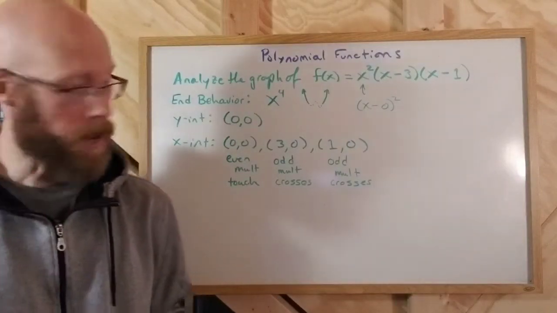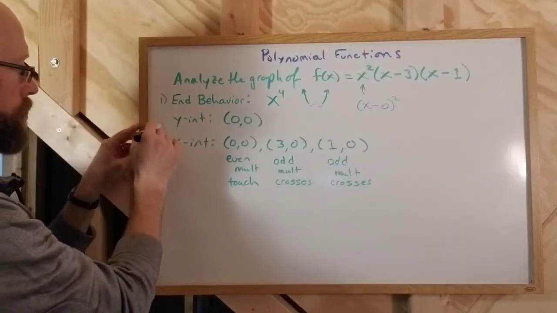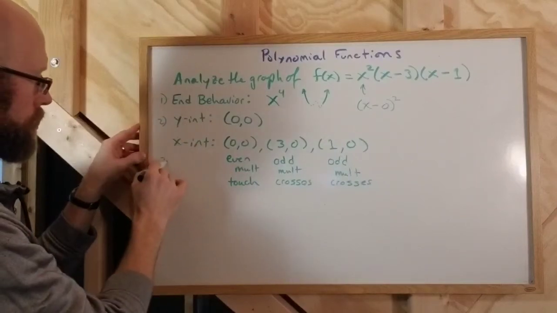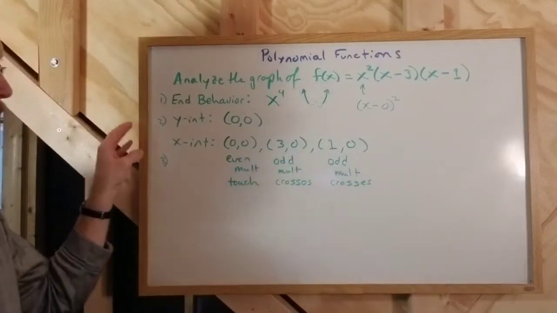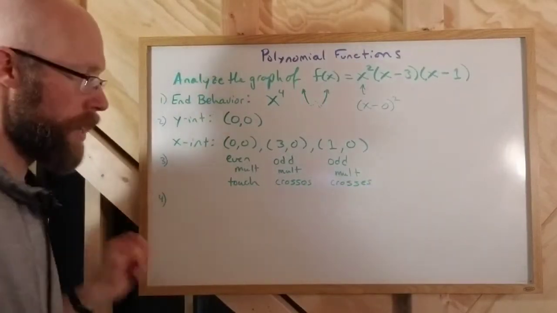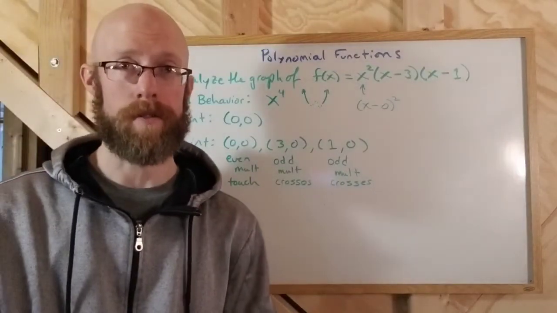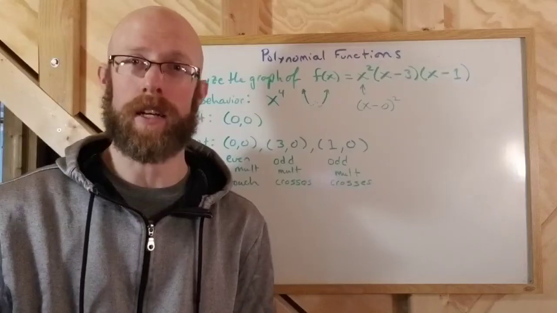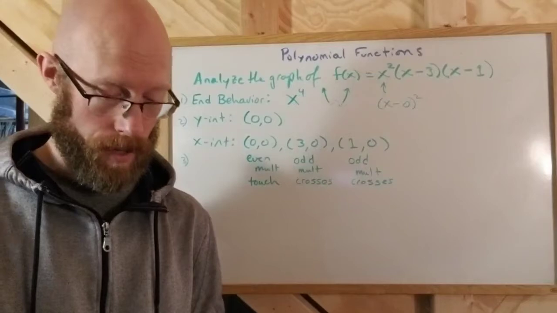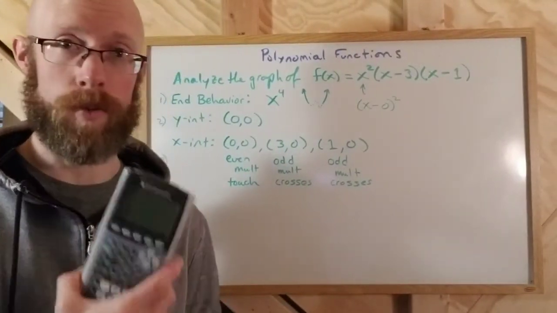So step one is the end behavior. Step two really gets at the x and the y-intercepts. Step three gets at the multiplicity and whether it touches or crosses. Step four in our 8-step process is to use a graphing utility to graph the function. It's kind of cheating, but we're going to do that anyway. It does give us an idea of what's going on. I would like that you guys can get a pretty good feel for this without doing the graphing.